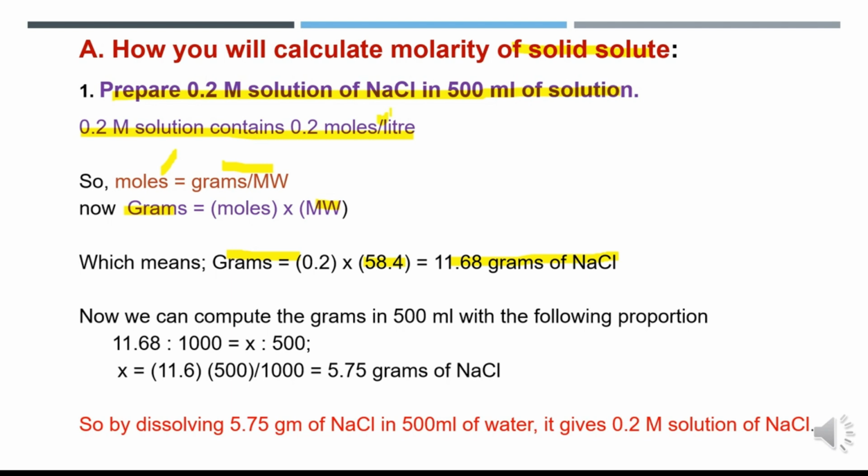But your question is, you have to prepare 500 ml of solution. Now we can compute the grams in 500 ml with this equation. 11.68 is required for 1000 ml. Then how much gram of solute is required for 500 ml? Then x is equal to 11.68 into 500 divided by 1000. It is equal to 5.84 gram of NaCl. And this will give you the 0.2 molar solution of NaCl in 500 ml solution.